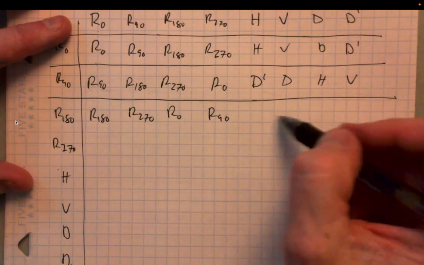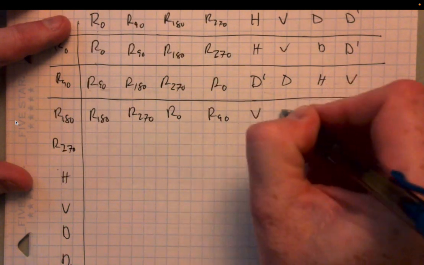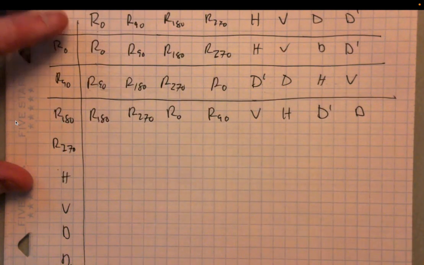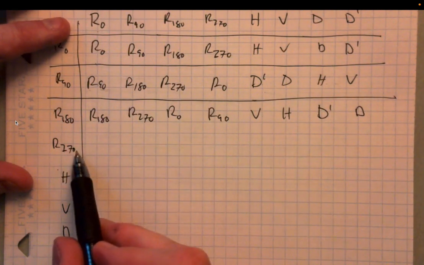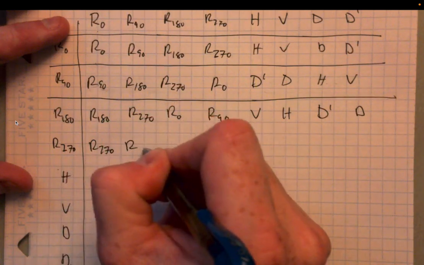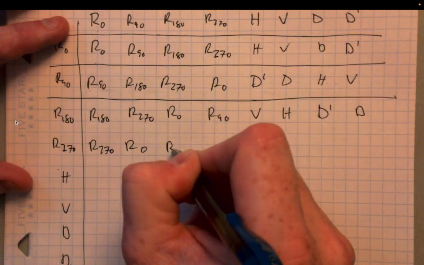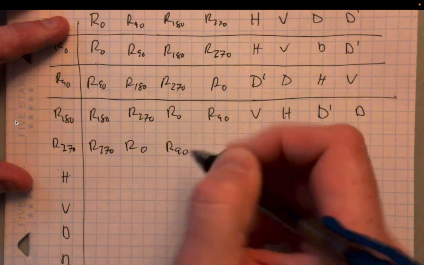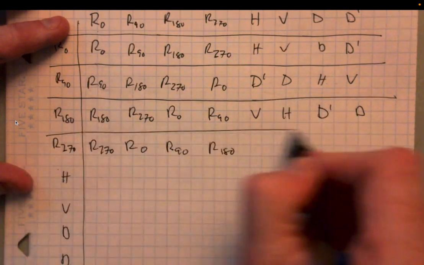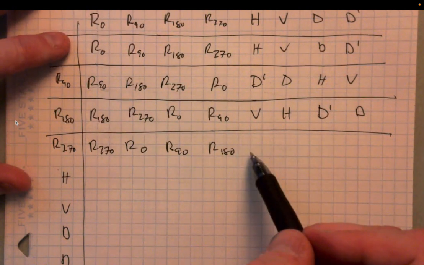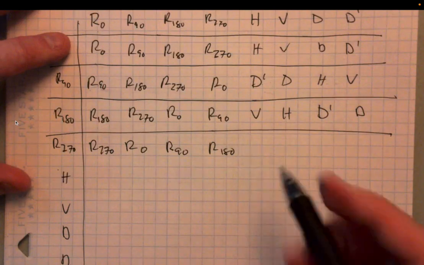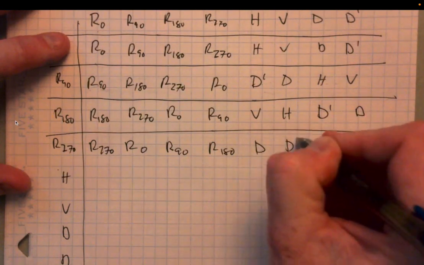Okay. And then over here you've got V, H, D prime, D. Okay. And then the 270. Right, and then the R0, and then the R90, and then the R180. Okay, now what's going on here would be a D, D prime, V, H. So I'm kind of writing them out at this point.